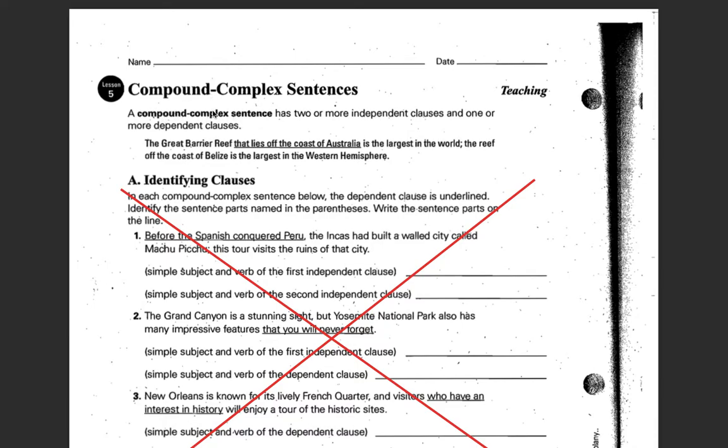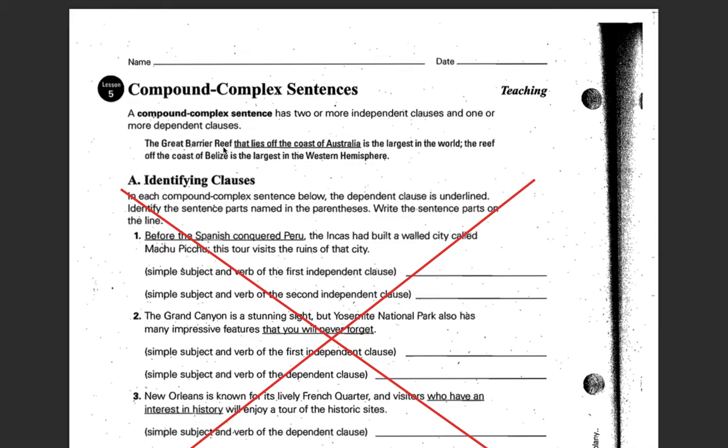When I say compound complex, compound means two independent clauses, and complex means dependent clause. This makes up a sentence of at least two independent clauses and one or more dependent clauses. So it's very crucial that a compound complex sentence has two independent clauses and one or more dependent clauses. Okay, so please, we have to memorize the number of clauses that are found in every single type of sentence. Let's have a look at this example.